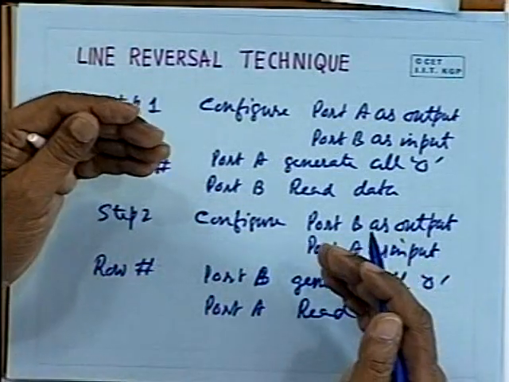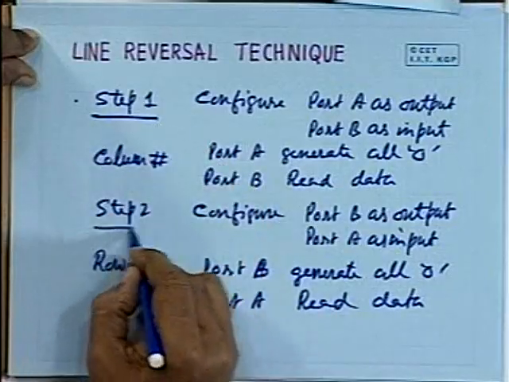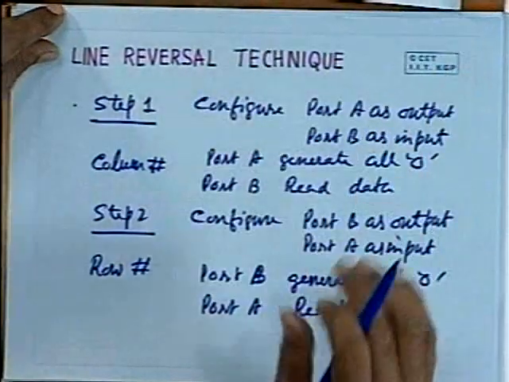So by knowing the row number and column number, you can identify the closure of a key. And you require in this case only two steps, step one and step two. So if you have a large number of rows, then this particular technique will require less time to identify a key closure. However, it has some problem.